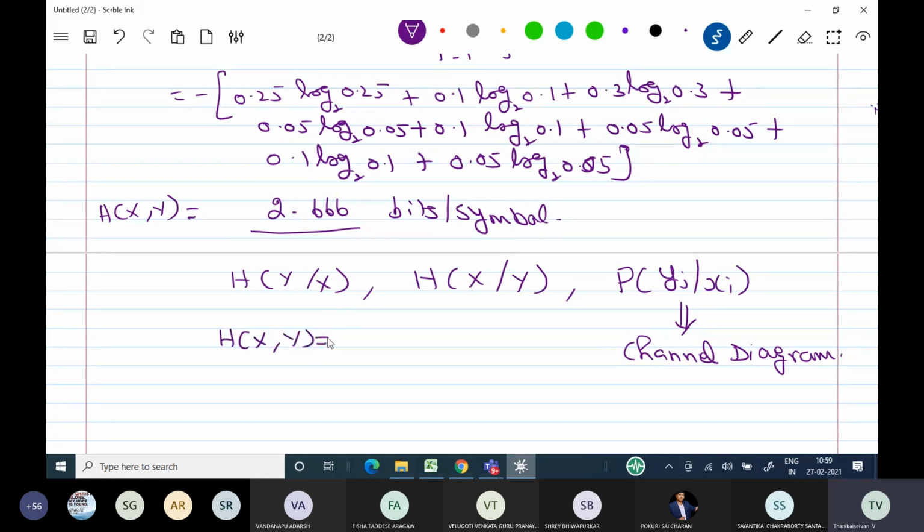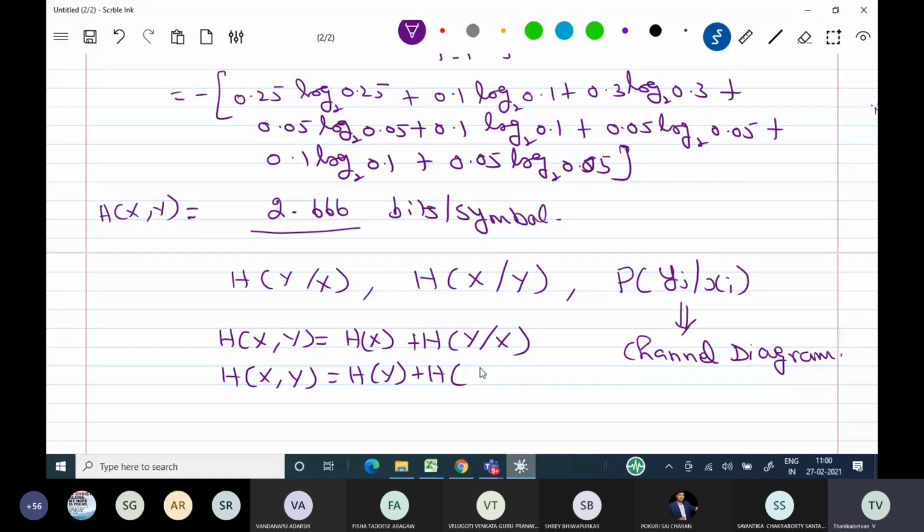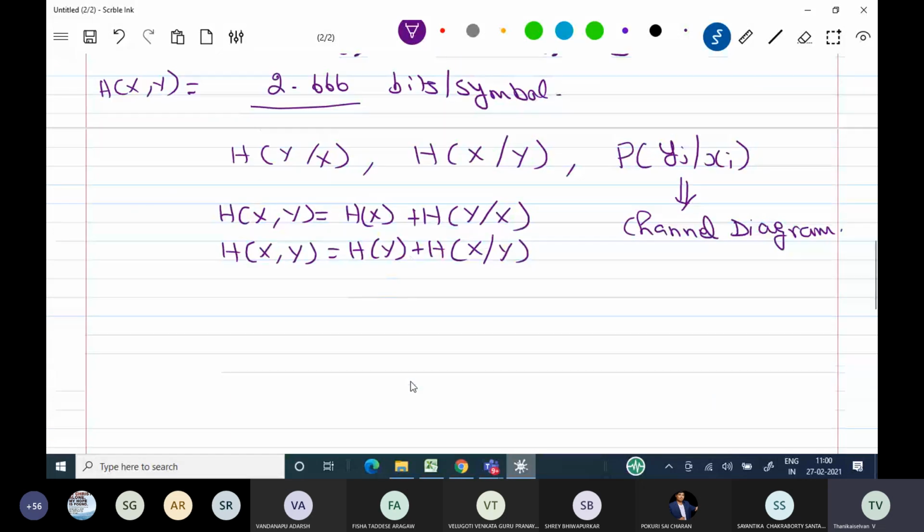H of X comma Y is equal to H of X plus H of Y by X. If you are very clever, you will directly use this simplification formula to calculate. Otherwise, you will be calculating using the probability values. Now you tell me the answer for H of Y by X and then H of X by Y. What is the answer? 0.6 bits per symbol and 0.816.